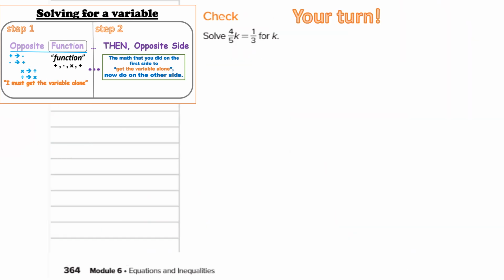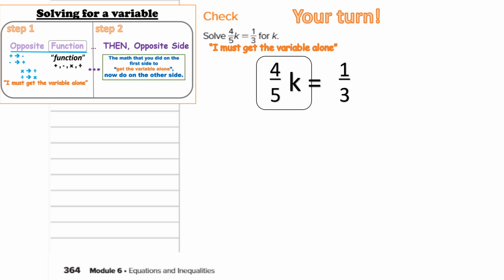All right, following those exact same steps, I want you to solve this one, see what you get, come back and check. So hopefully you really did follow along, and if you didn't get it the first time because maybe you lost your focus, you went back and rewatched the last problem, this is set up the exact same way. I have 4/5 times k is equal to 1/3. What am I doing to my variable? Well, I'm multiplying. I have to get my variable alone, so I have to do the opposite function because that is step 1. The opposite function of multiplication is dividing by 4/5.